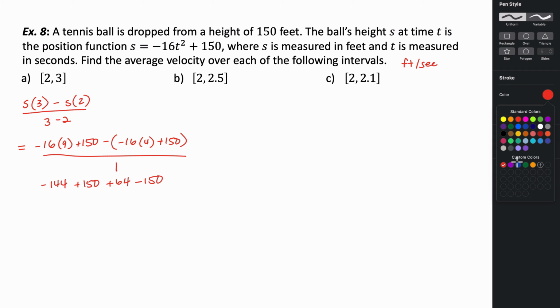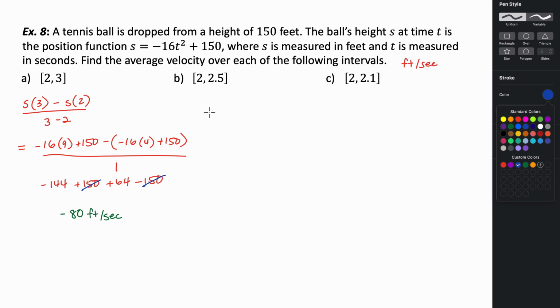We can see that we have these 150s that will cancel, and negative 144 plus 64 is negative 80 feet per second. Now, the reason why my velocity is negative is because velocity has direction. Since the ball is falling, its height is decreasing, and that's what the negative represents: our ball falling through the air.